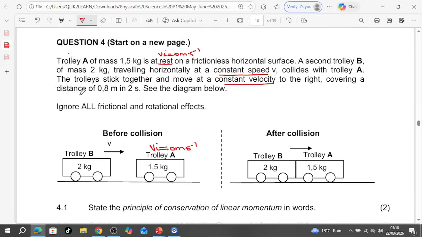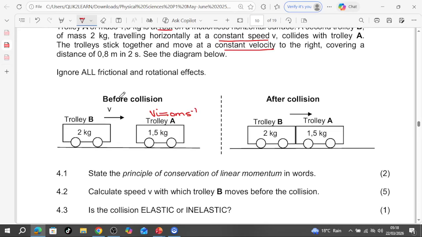They move to the right after the collision, covering a distance of 0.8 meters in 2 seconds. So I'm going to put this information here: after collision they move delta x, since this is horizontal, of 0.8 meter, in a time of 2 seconds. Now ignore all frictional and rotational effects.